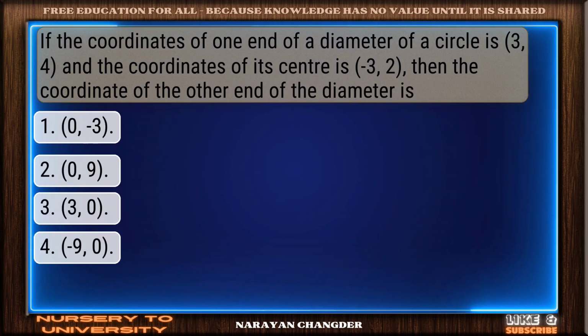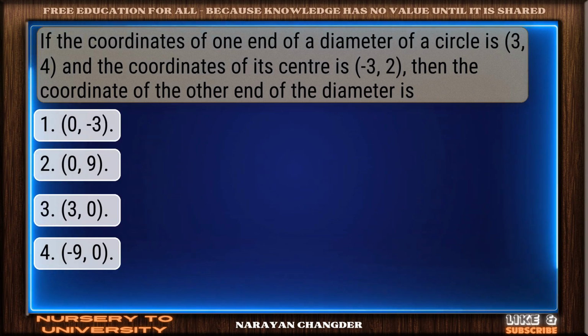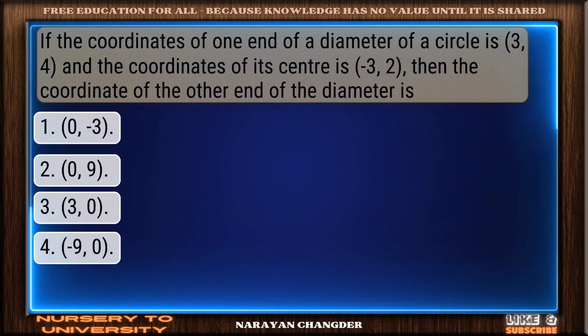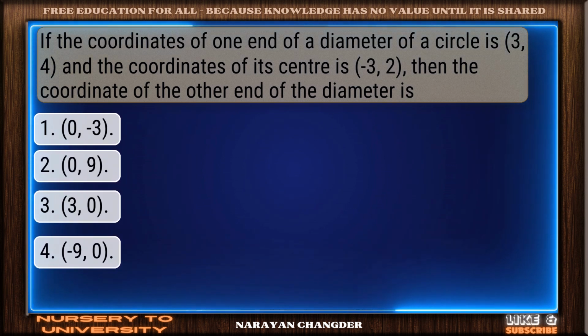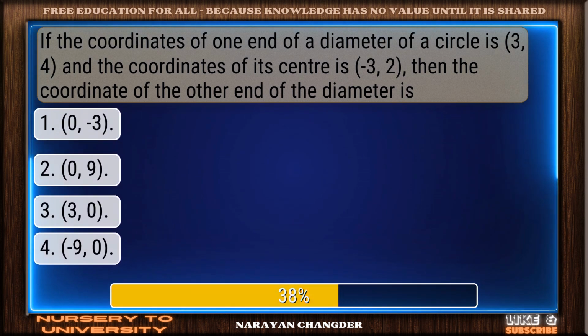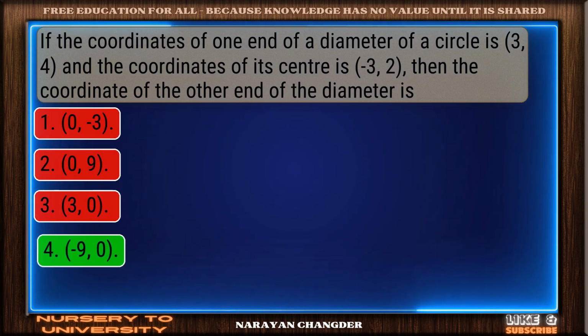Question number 10. If the coordinates of one end of a diameter of a circle are given and the coordinates of its center are given, then the coordinate of the other end of the diameter is. Great job. This is the accurate answer.